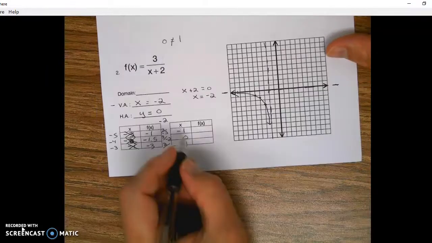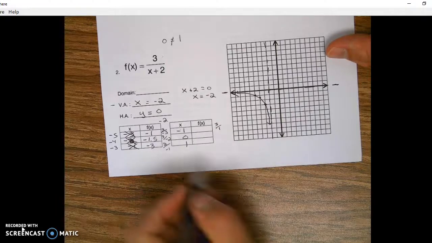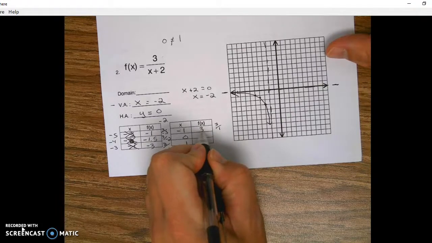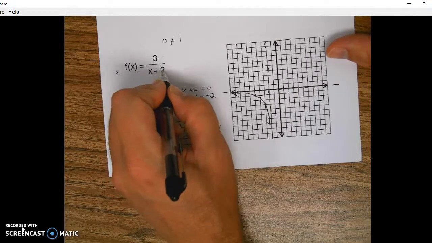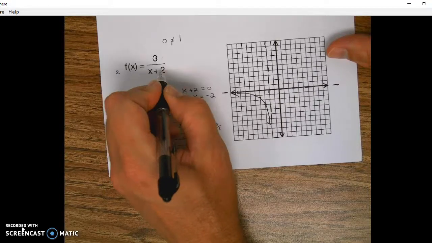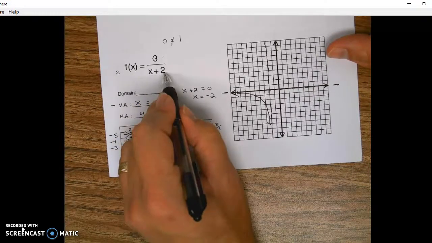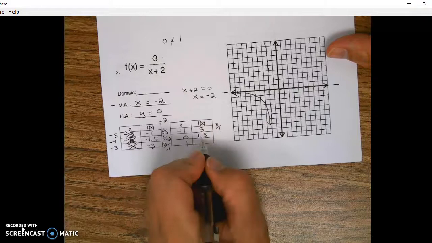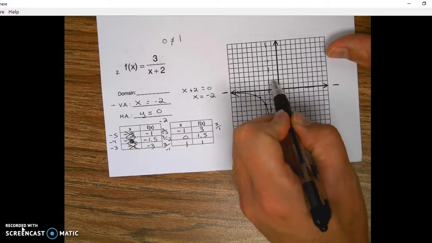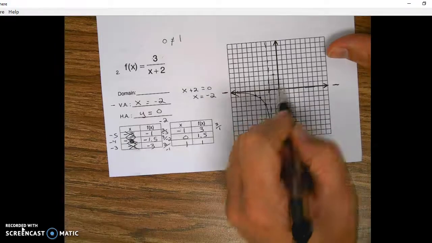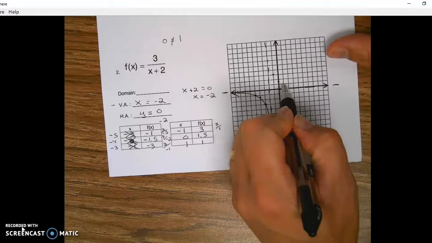Okay, plugging -1 in. So we got 3 over 0 plus 2, which is 2. 3 over 2 is 1.5. 1 plus 2 is 3. 3 over 3 is 1. So at -1, we're at 3. At 0, we're at 1.5. And at 1, we are at 1.